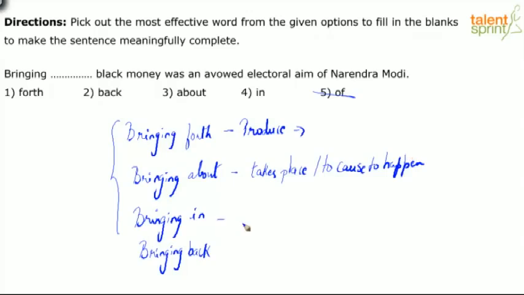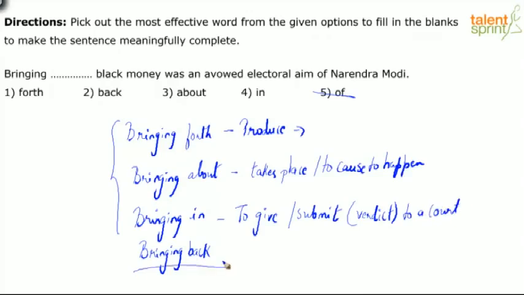No. To bring in means what? Phrasal verbs have various meanings in various contexts. So bring in, it could be to give or submit to a court, like a verdict, right? Is that the meaning I need in this context? No. But what do I mean? I just need a straightforward meaning.